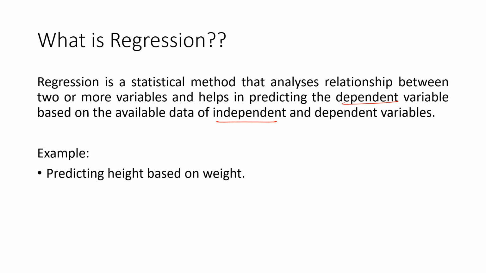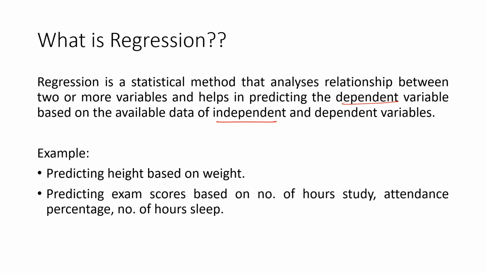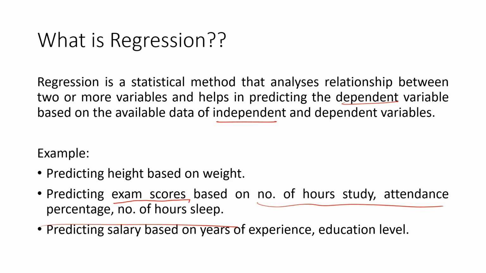Here we have some more examples. We can predict the height based on weight, and predict the exam scores based on number of hours of study, attendance percentage, and number of hours of sleep. In this case, exam score is a dependent variable as we're interested to predict that, and it depends on these three variables. So these are the independent variables for this example. Then predicting salary based on years of experience and education level. So these are the independent variables as salary depends on these variables.